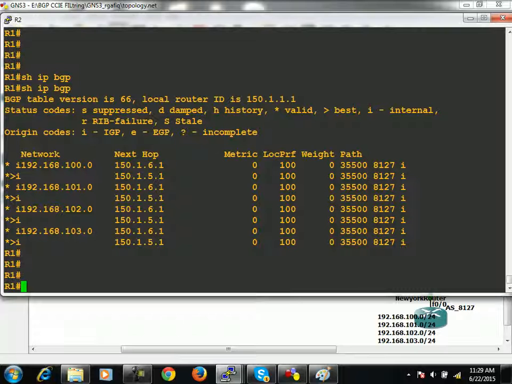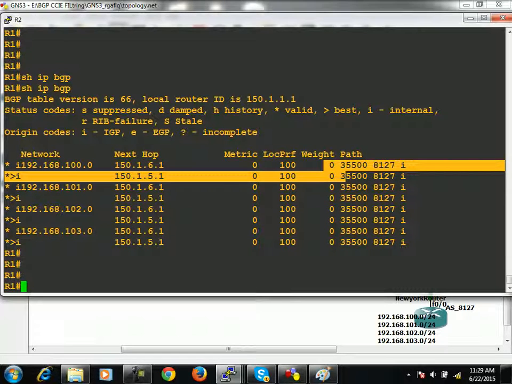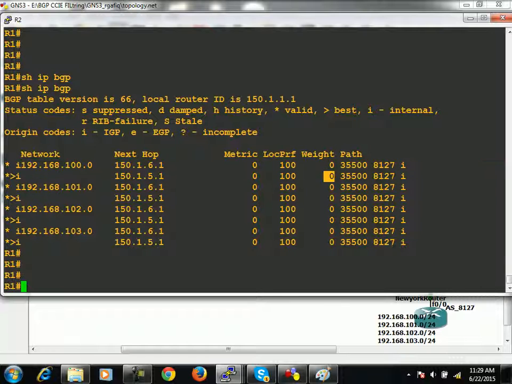Now I want to make it via R6 based on weight. First of all, I will teach you weight, because next hop I have already proved, right? To become best path, it is mandatory that the next hop address must be reachable. So this time weight is 0 via both neighbors. I want to define its best path via R6.